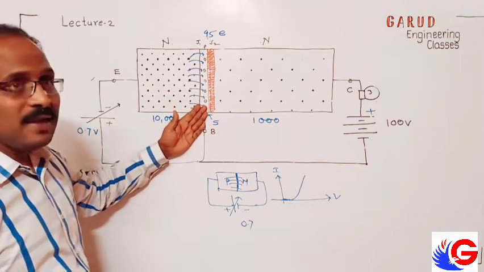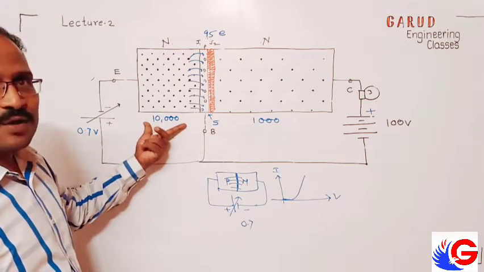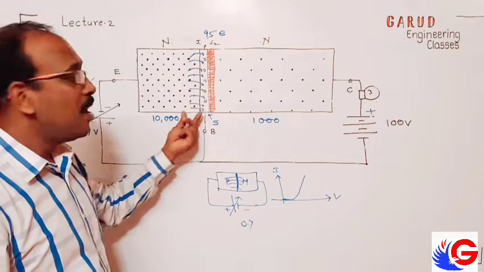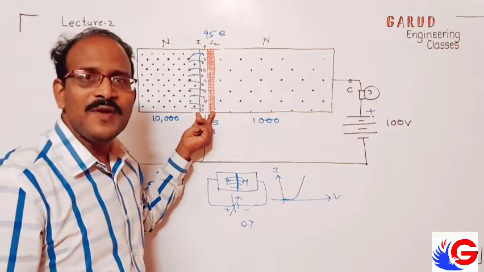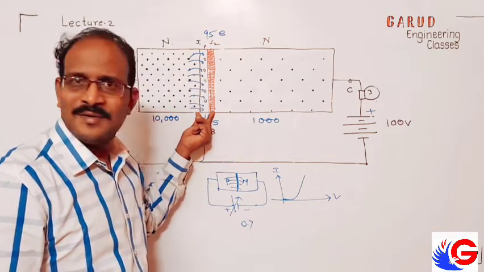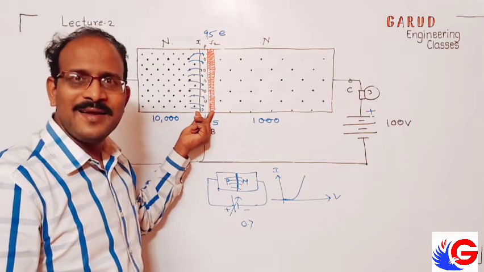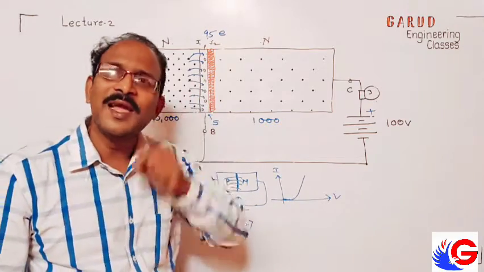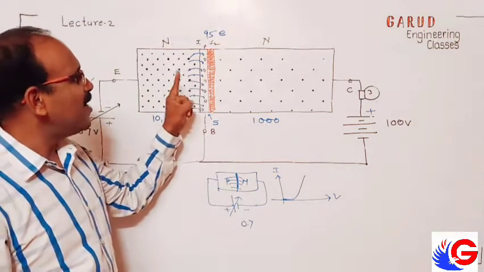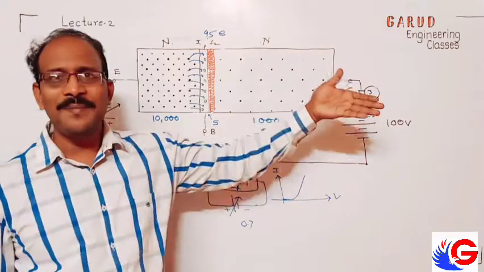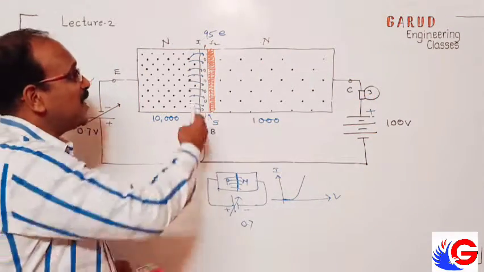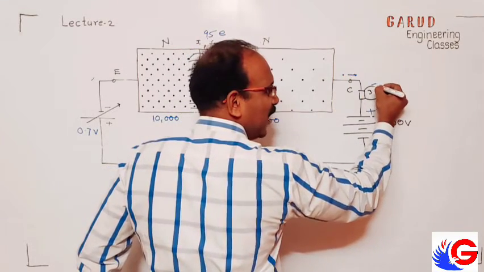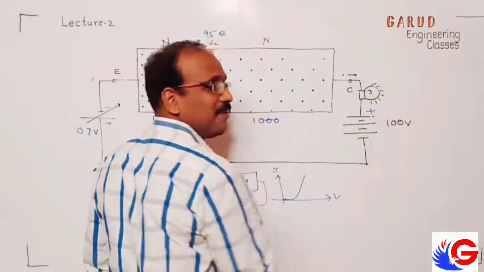How many holes? Nothing. How many electrons? 10,000. How many electrons? 1,000. This is n-type. This is n-type. How many electrons here? 95 electrons. How many holes? No holes. Already combined because of 5 electrons. So this particular material is now an n-type material. See, it is n, n, n. This is the total slab. And the 95 electrons will be flowing this side. Okay? And because of that, it will have conductivity.